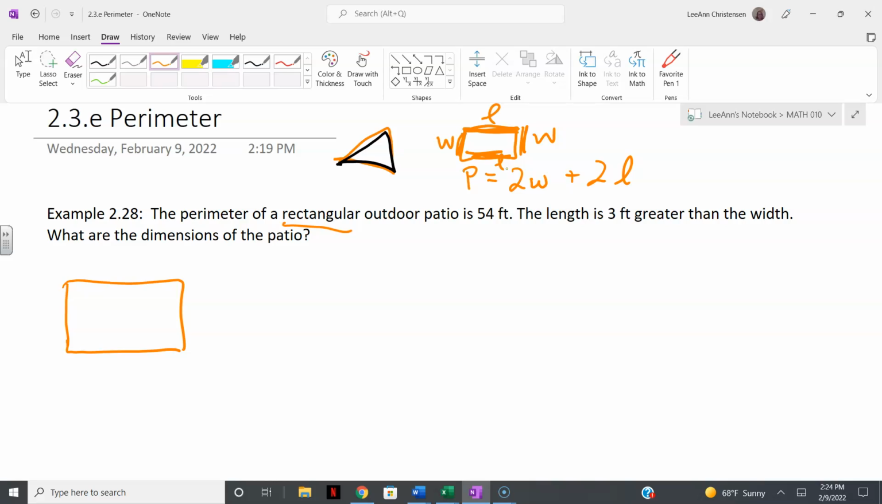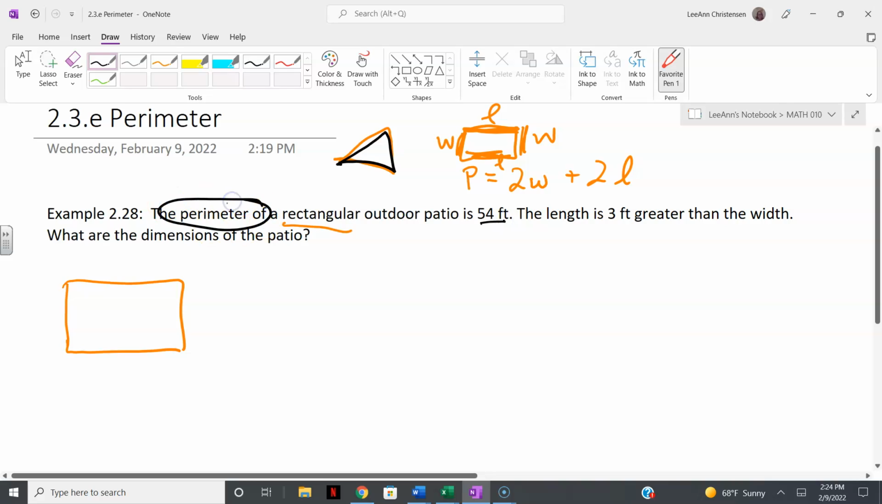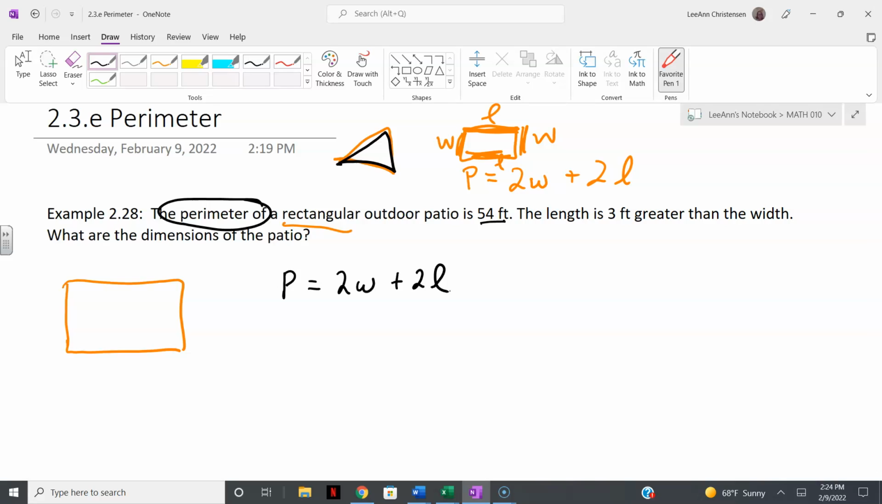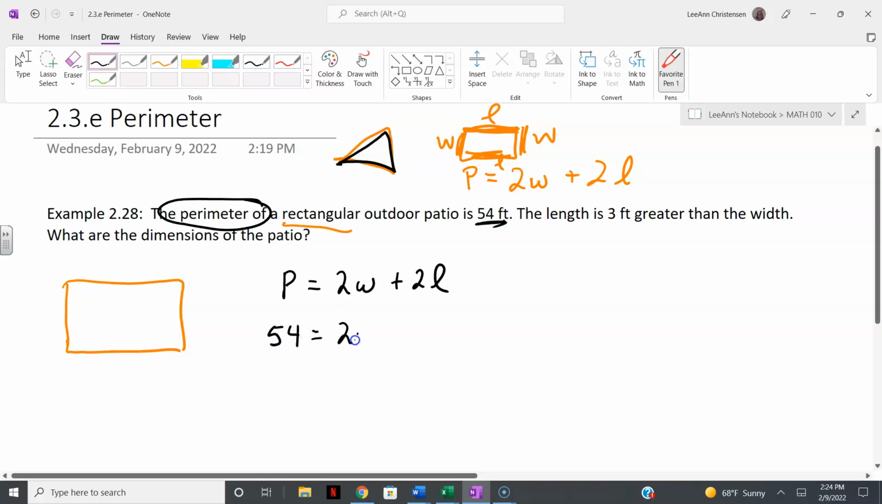It says the perimeter of a rectangular outdoor patio is 54 feet. Now, since I know I'm going to be using perimeter, I'm going to go ahead and write down the formula. You see right now there are three variables: perimeter, P, width, and length. But they just told me the perimeter, it's 54. Oh, wait a minute. Okay. I don't want to give anything away.